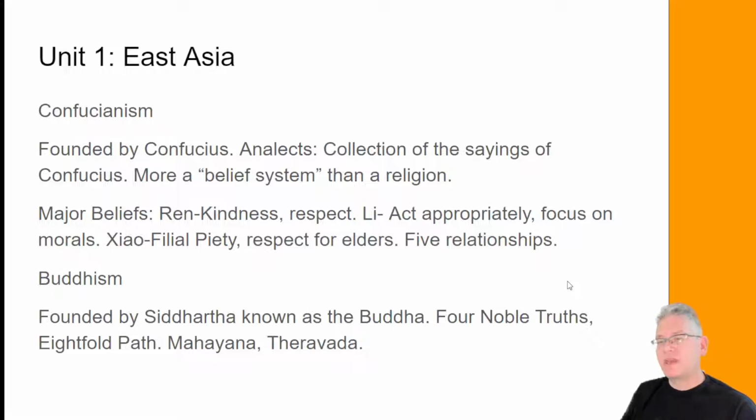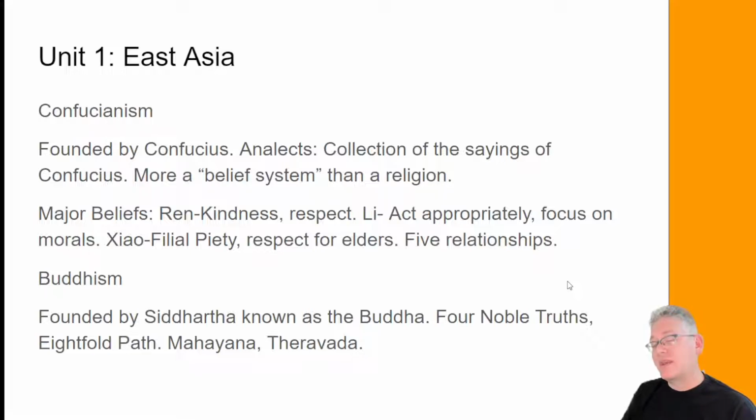Also, of course, Buddhism, founded by Siddhartha Gautama, who was known as the Buddha, which means enlightened one. Two major things here. The four noble truths are very important. The idea that there is suffering in our world, that the only way to escape it is through the Buddha, and so forth and so on. We also have the Eightfold Path, which is the way that you're going to do that, by doing things like having the right job and saying the right speech and stuff like that.